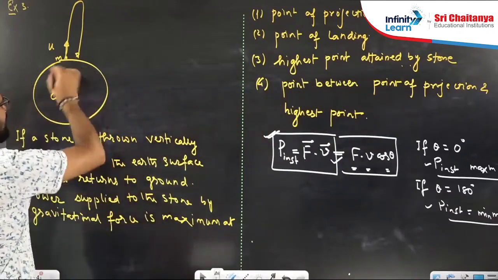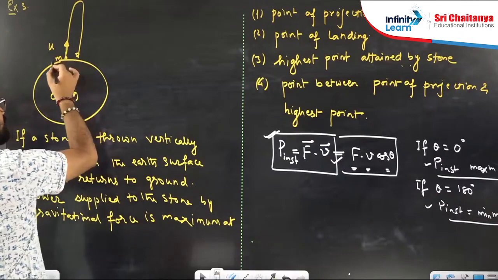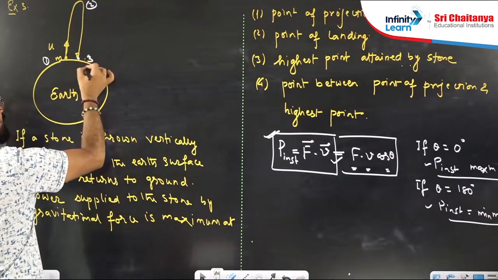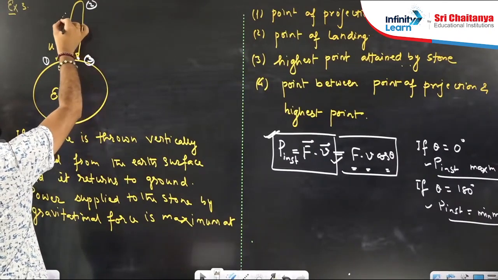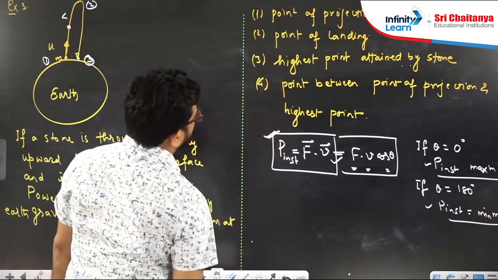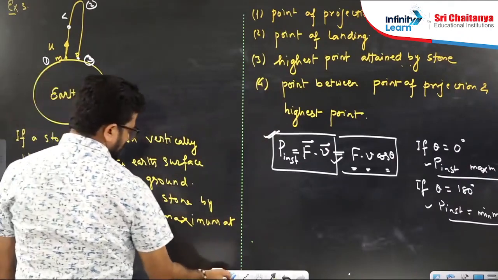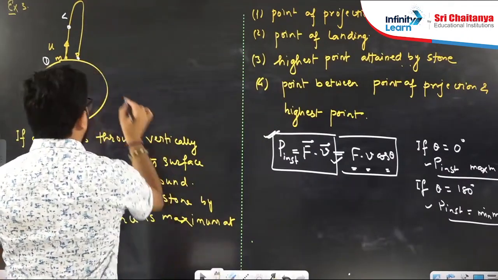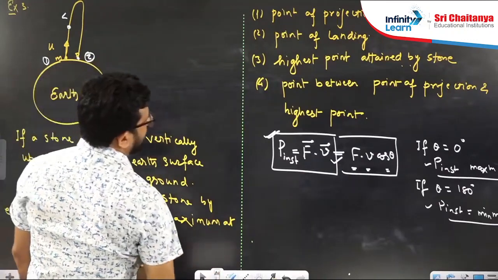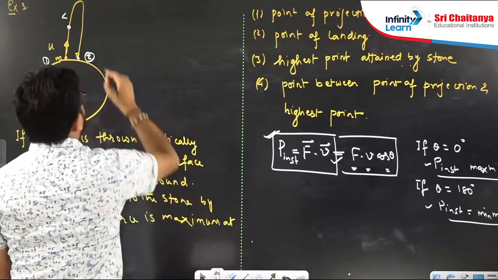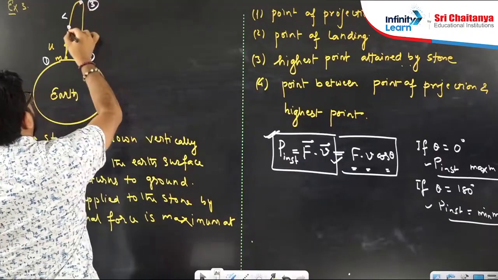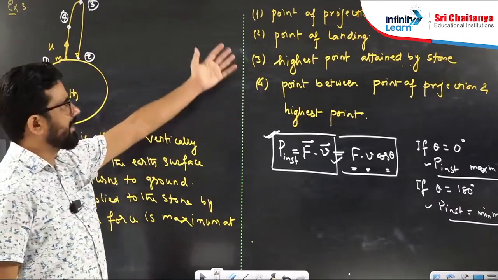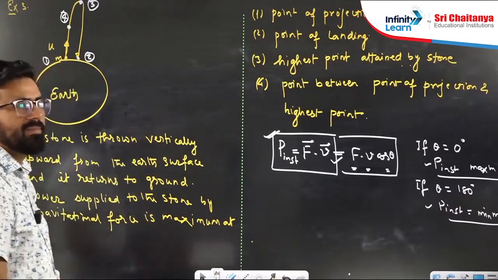Now try to listen to what I'm giving. This is point 1 I'm taking. Suppose this is point 2, and this is point 3. Then I will take any general point here. This is point 4, or if I write, point of landing. I'm just changing the names so that you will not be confused. Whatever I have taken in the options, accordingly I have put the numbers.